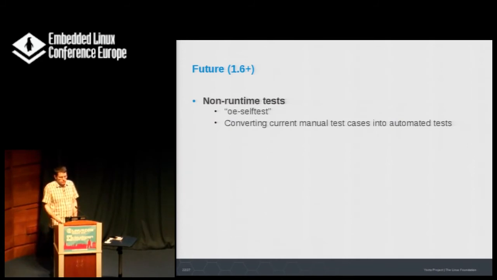We're going to call this script OE self-test. Again, it'll be a simple thing that the auto builder can run without having to know the details, and we'll get the report out at the end to make sure that everything is correct. And there's actually a proof of concept from one of the QA guys out on the mailing list for that.